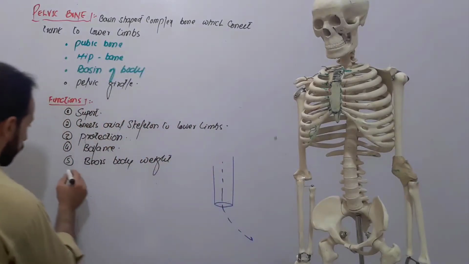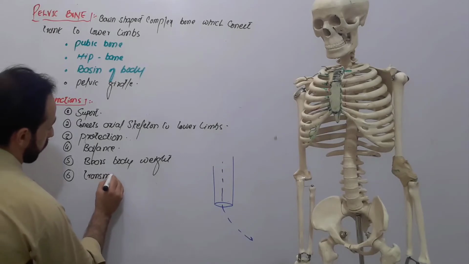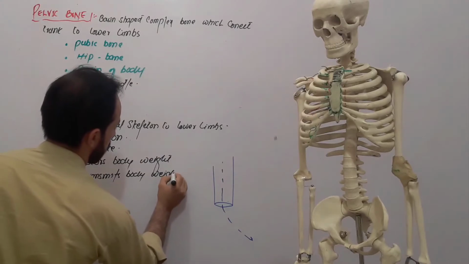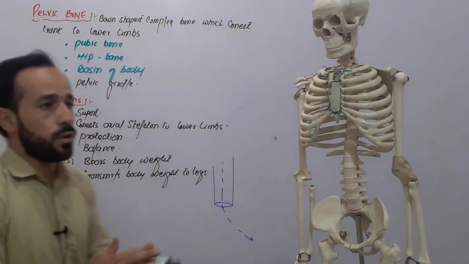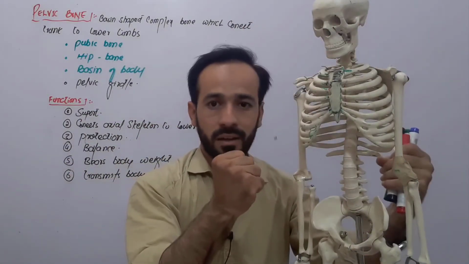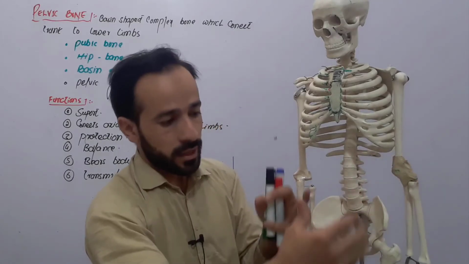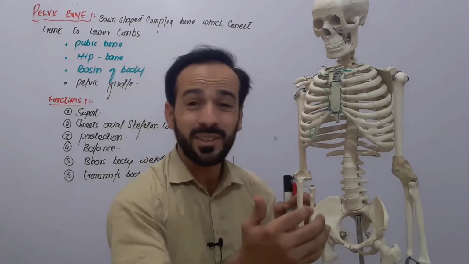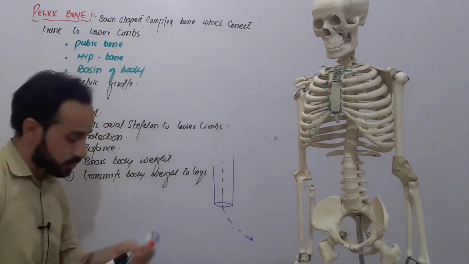And the next important function of your pelvic bone is that it transmits body weight to legs. So the whole body, the upper body parts, have certain mass, they have certain weight. So this weight is taken by your pelvic bone and is transmitted towards your lower limbs, or I will say your legs. So the pelvic bone is responsible to transmit your body weight to the legs.